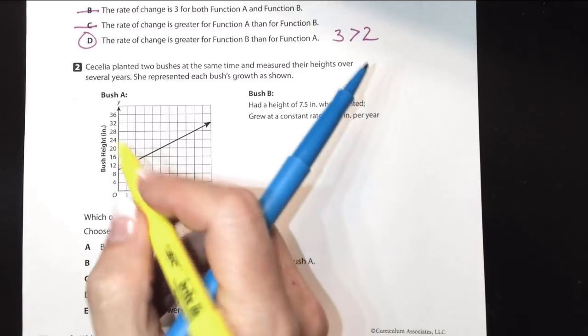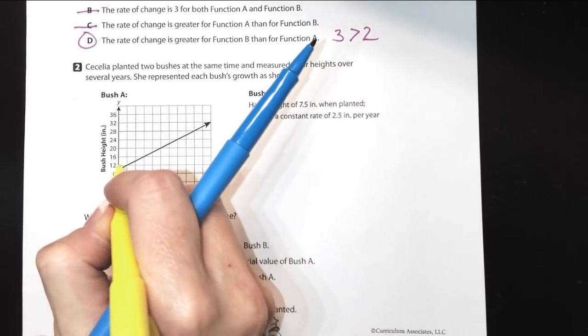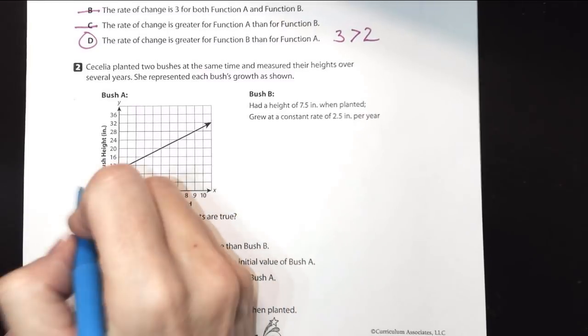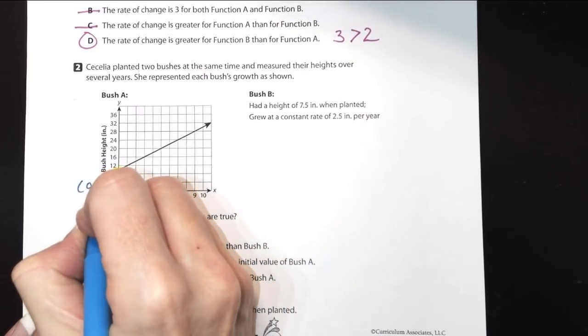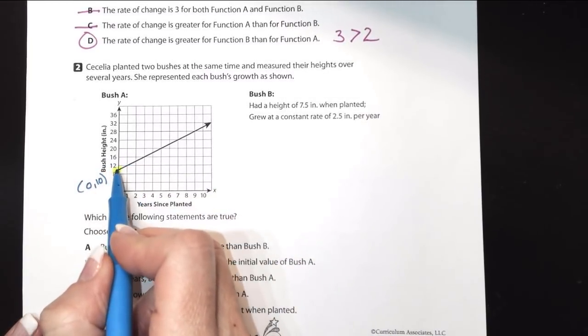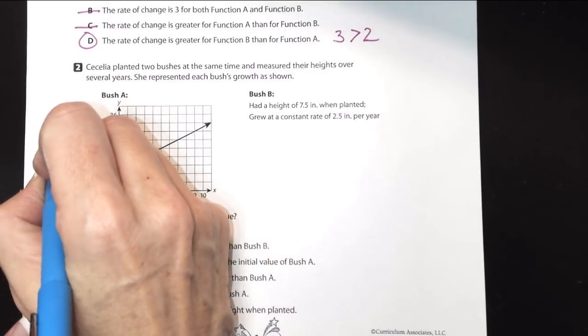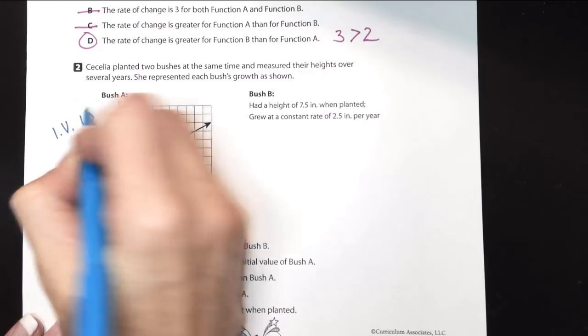All right, for bush A, we said the initial value is where the line starts, when you only have that first quadrant. We learned yesterday that it's the y-intercept. It's your 0 pair. So for this one, 0 and 10, because you can tell it's right between the 8 and the 12. So 0, 10. So my initial value is 10.